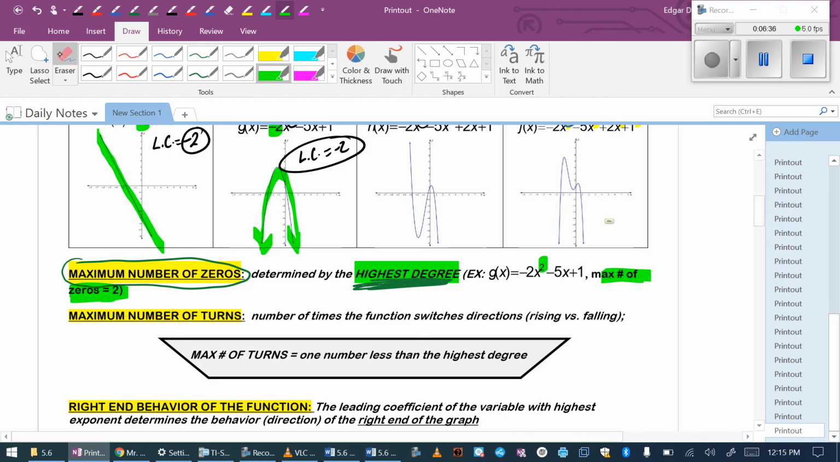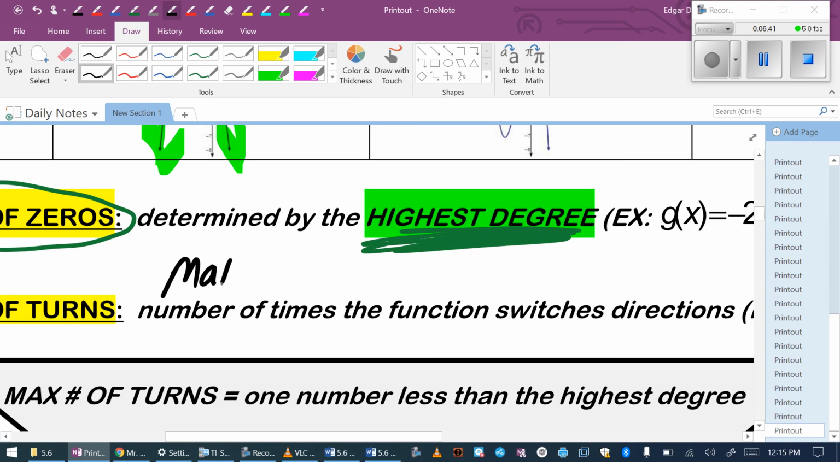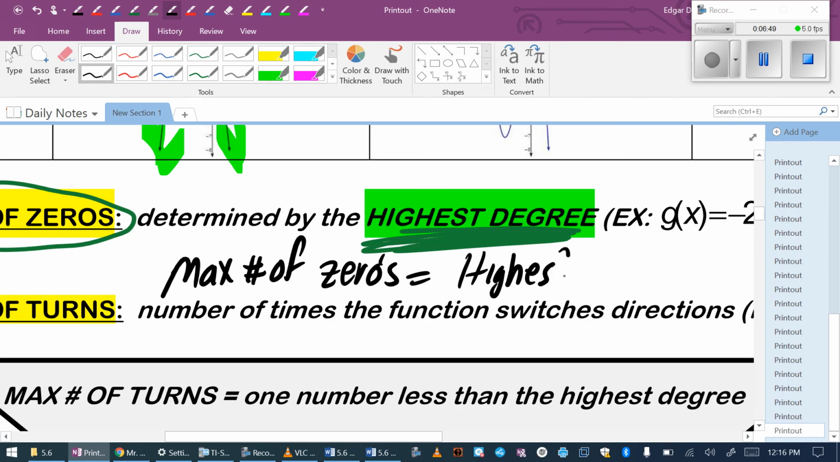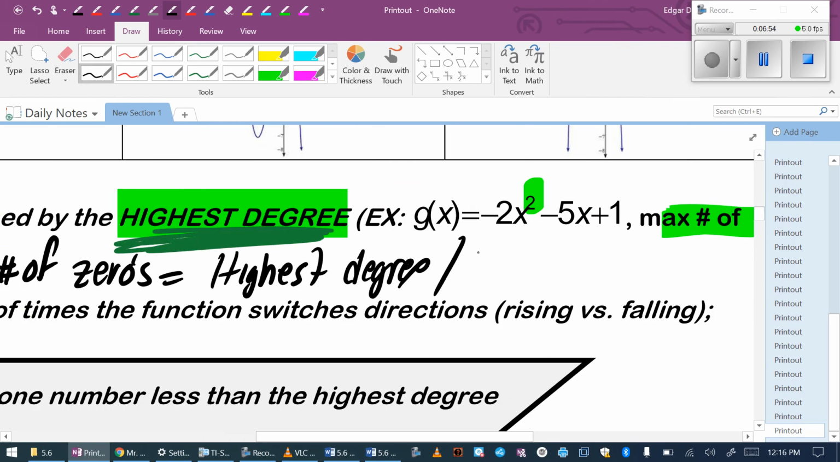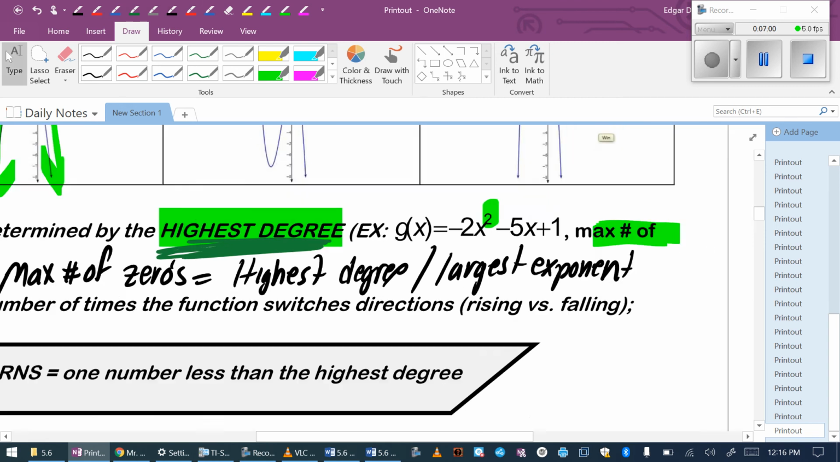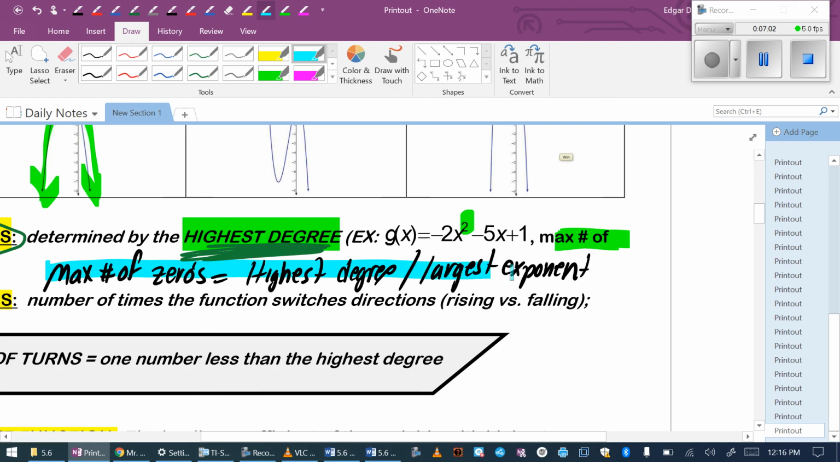Okay, so let's start associating that, guys. And I'm going to write it down one more time. Ready? Max number of zeros is always equal to the highest degree, the largest exponent in the function. Okay, start making that conclusion, guys. Start making those observations as you are analyzing more higher degree polynomial functions.